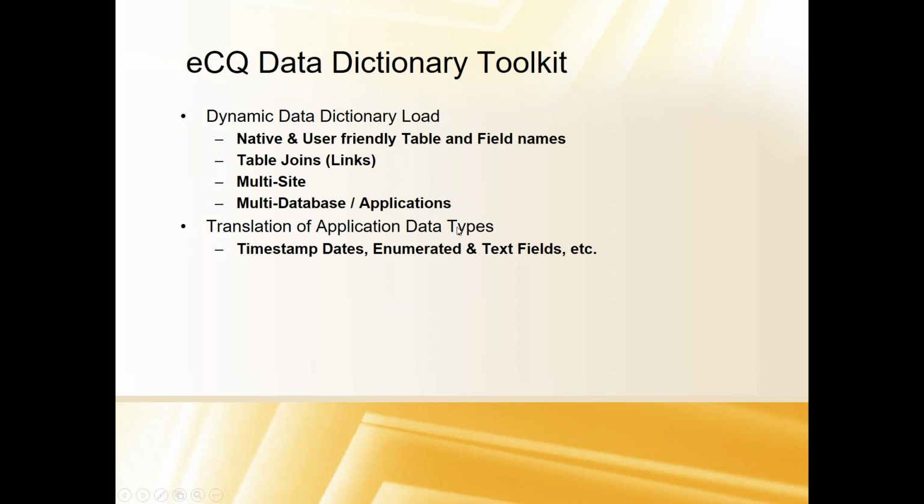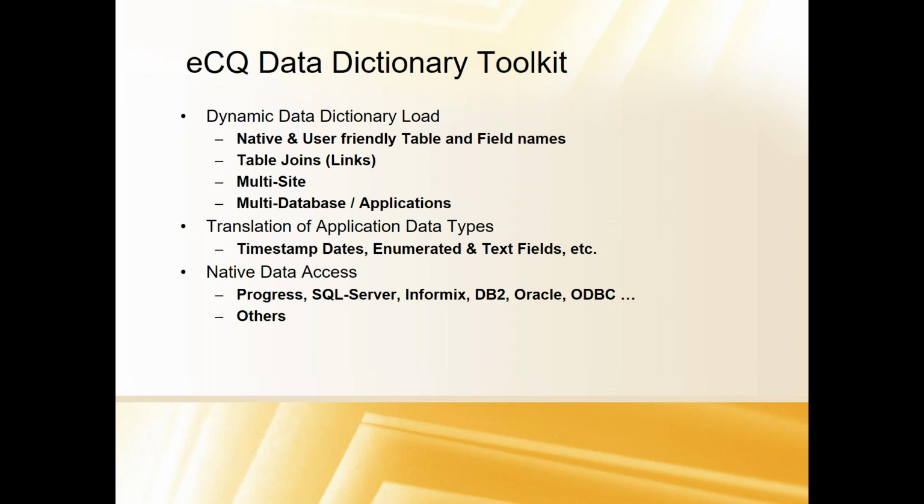ECQ and the data dictionary also help you translate some of the funny data types that get used out there. So we'll automatically translate timestamps into dates and vice versa. We handle enumerated and text fields. And because we're speaking native Progress, we know how to handle the multiple arrays that exist within SX.e. And because we're talking native, we're orders of magnitude faster than any tool that tries to talk ODBC. We talk to all the databases we support natively. So again, the connections are fast and the load on the machine is very low.